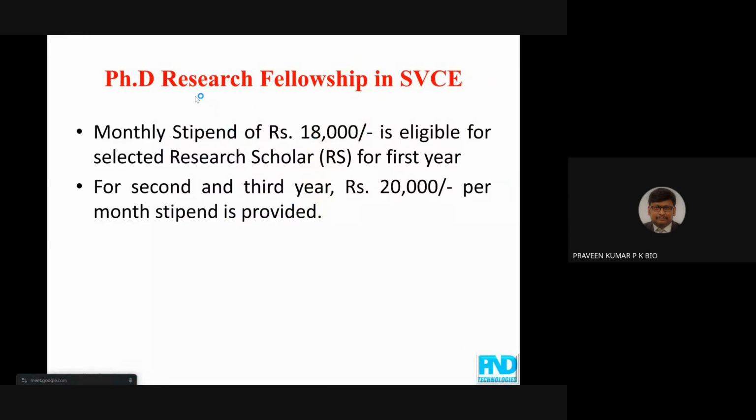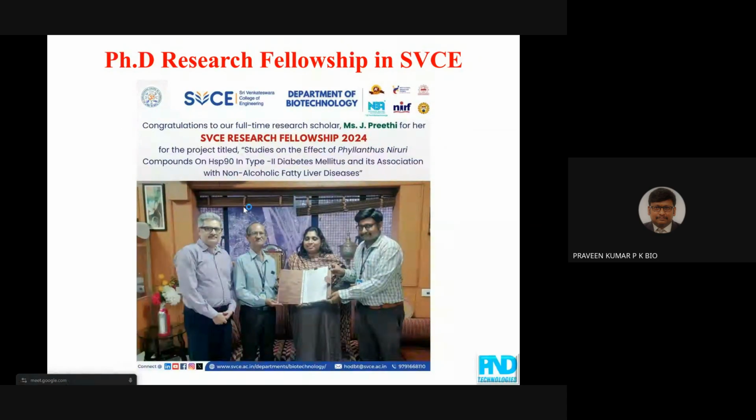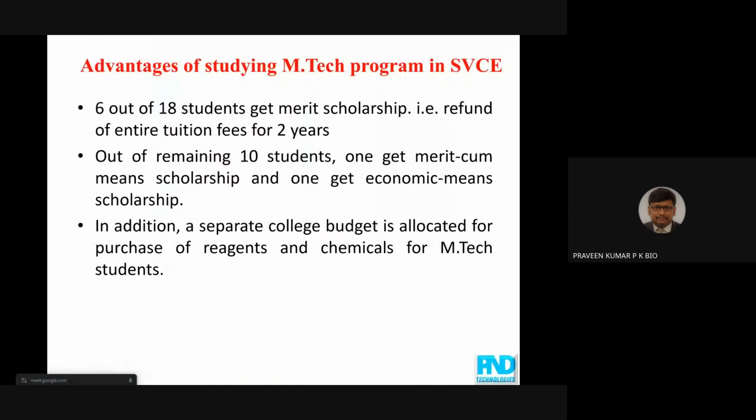Before that, I am just providing you some information about Sri Venkateswara College of Engineering. The PhD scholars receive a monthly stipend of 18K rupees per month for the first year, and for the second and third year they get 20K. She is my PhD scholar, working on the effect of Phyllanthus niruri compounds on heat shock protein 90 in type 2 diabetes mellitus associated with NAFLD. So this is the research fellowship.